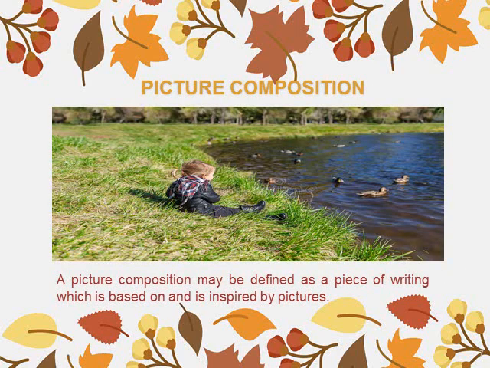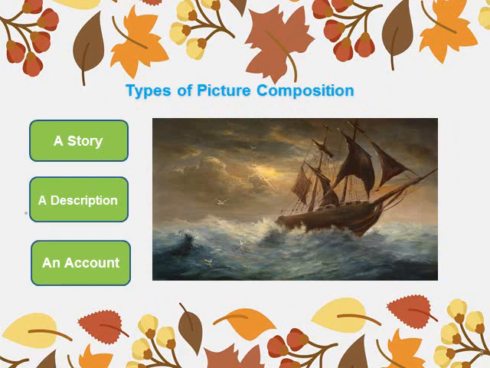Picture composition. A picture composition may be defined as a piece of writing which is based on and is inspired by pictures. Here, the picture serves as a stimulus to which you are expected to respond. Types of picture composition. Based on the picture, you can write a story or a description or an account of the ideas and feelings that the picture suggests to you.